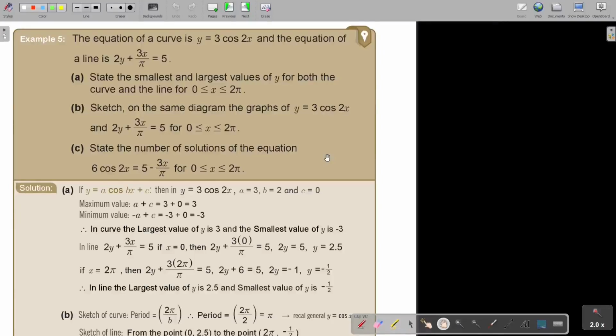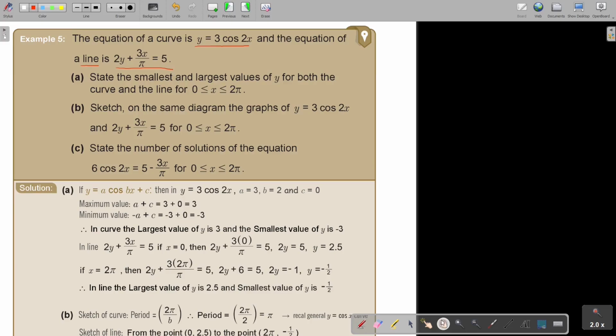Okay, let's start with the example. Let's look at example 5. The equation of a curve is, and I'm going to underline it, y equals 3 cos 2x, and the equation of a straight line is 2y plus 3x over pi equals 5. State the smallest and the largest values of y for both the curve and the line from x bigger than or equal to 0 and smaller than or equal to 2 pi.